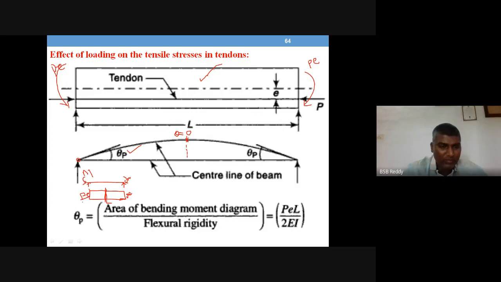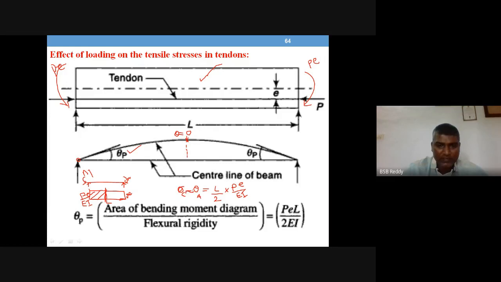So the M value is P into e, and we prepare the M by EI diagram. Now the formula for finding this theta is theta C minus theta A, the difference in angle between these 2 points, is equal to the area of the M by EI diagram. The area of the M by EI diagram is only half of the rectangle. The base value is L by 2, the height is Pe divided by EI.